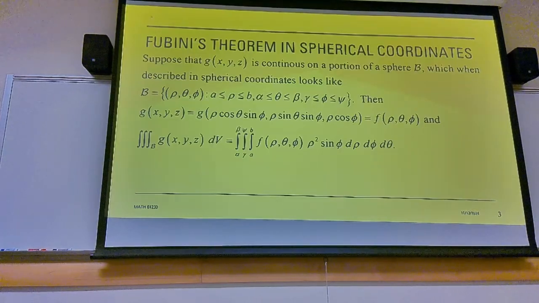Then the triple integral of g dV is the integral alpha to beta, integral gamma to psi, integral a to b, f of rho, theta, phi, rho squared sine phi d rho d phi d theta. That is the typical order. I think I just forgot to change it to the standard order for cylindrical.